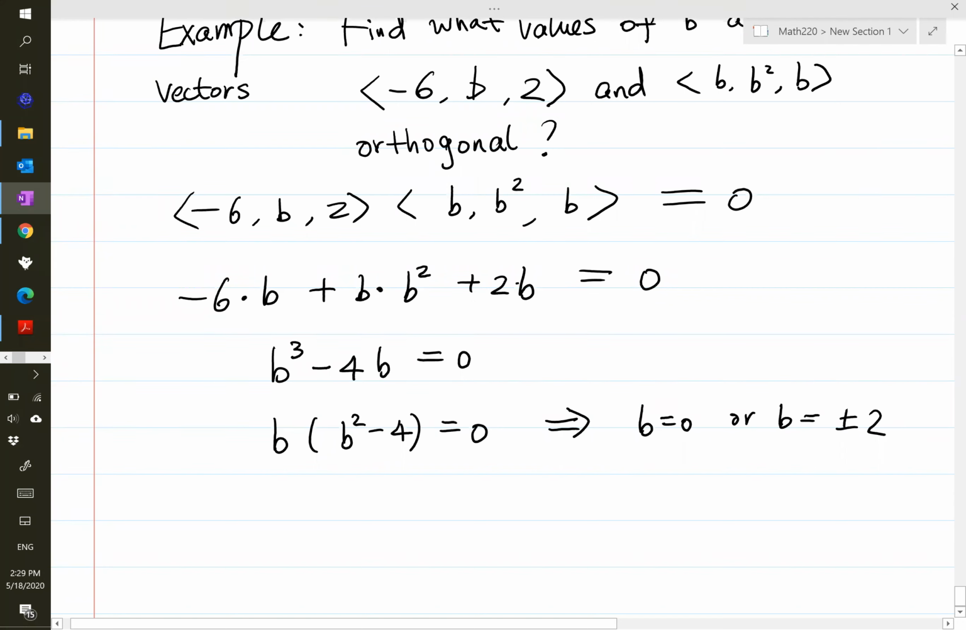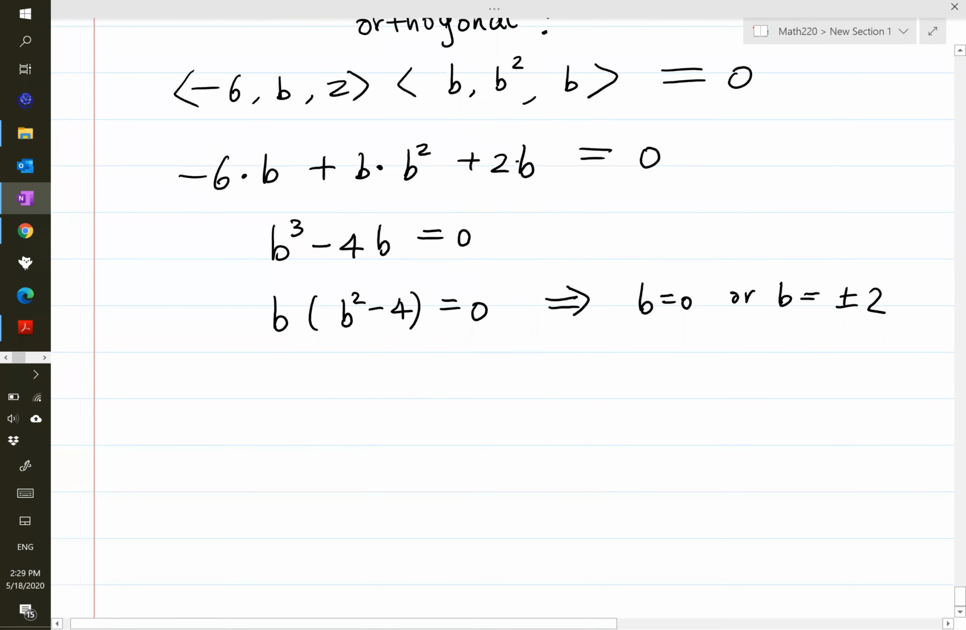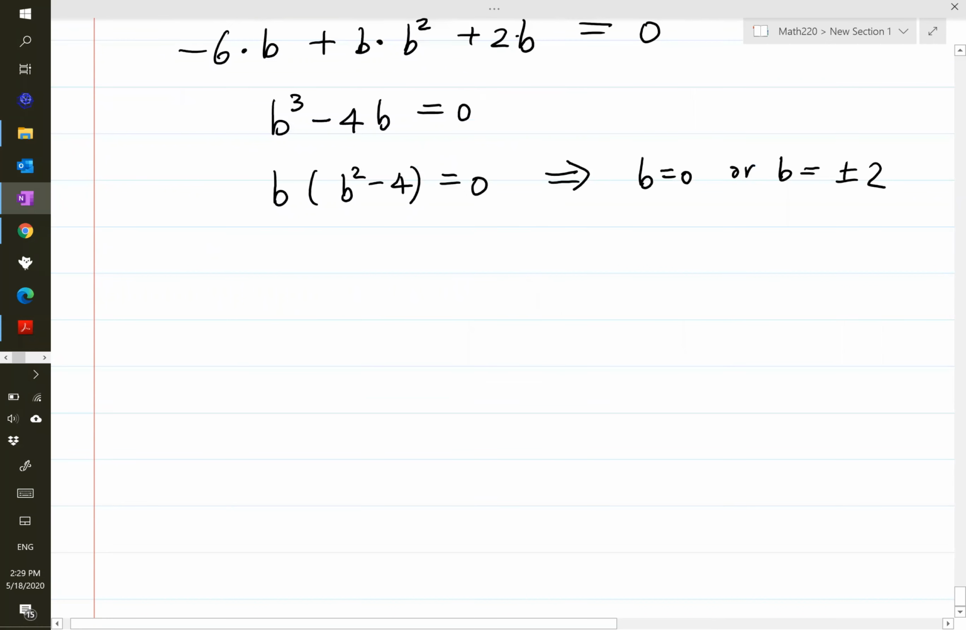Now we give some geometric applications of vectors solving triangles: the law of cosines.